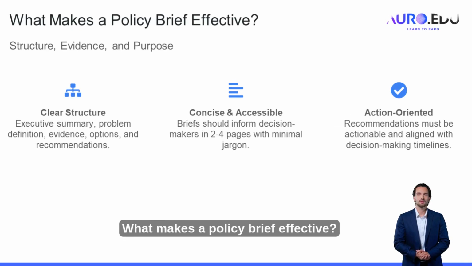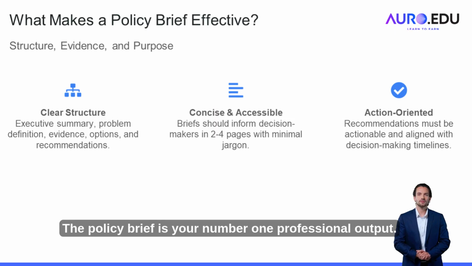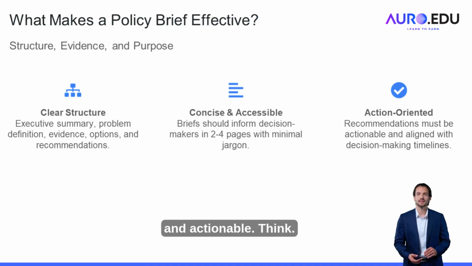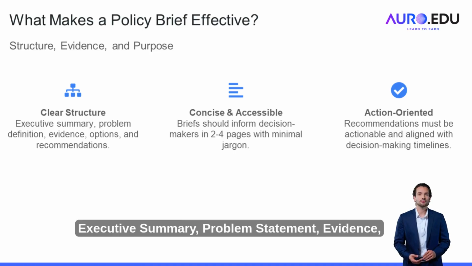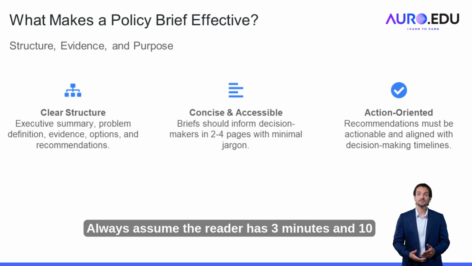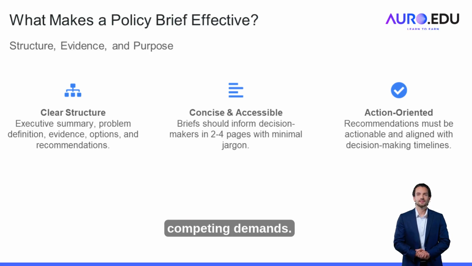What makes a policy brief effective? The policy brief is your number one professional output. It needs to be concise, structured, and actionable. Think: executive summary, problem statement, evidence, options, and recommendation. Your job is to inform decision makers quickly. Always assume the reader has 3 minutes and 10 competing demands.